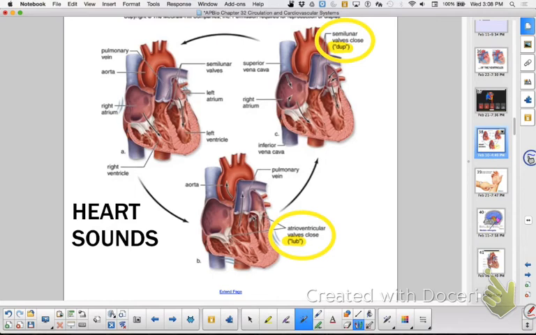Now the atria are in diastole, and our ventricles are in systole. And when they do this, they're just contracting. They're going to send blood any way they can. We don't want the blood to go back into the atria, do we? No, we want it to go out into arteries, right? Either to the lungs or to the body. So this is what forces the AV valve shut, the tricuspid and the bicuspid valve.